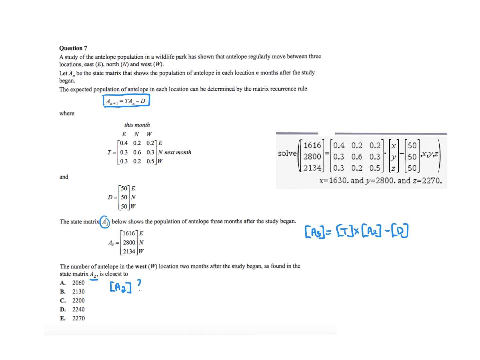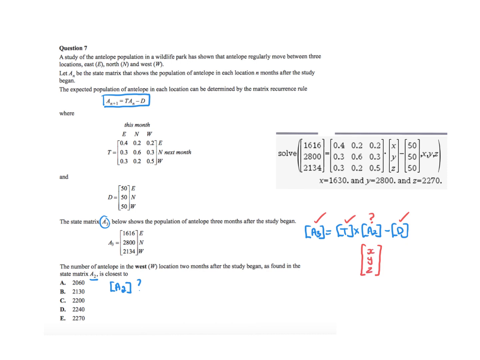So if you think about it, we have this one, we have this one, we have this one. We don't have that one. So we can type it all up in our calculator, and instead of writing A2, we'll do that 3 by 1 again, and we'll do it the same way. We'll do that X, Y, Z again.